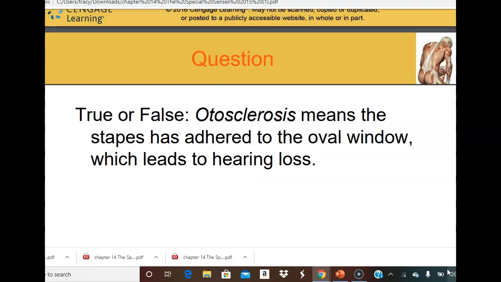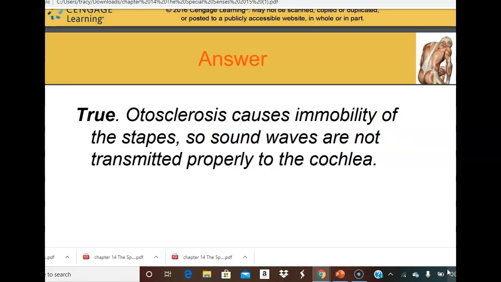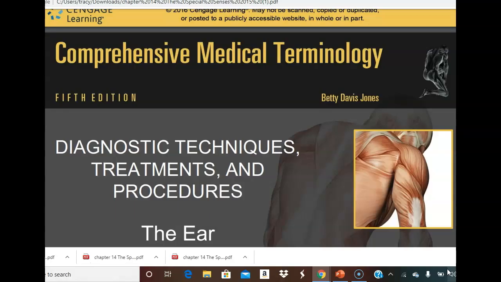So true or false? Otosclerosis means the stapes adheres to the oval window, which leads to hearing loss. Yes, prototypically that's what it means. It basically means that the stapes is immobile, it is sclerotic, and it does not vibrate the way it's supposed to, so the sound waves cannot be transmitted properly to the cochlea.